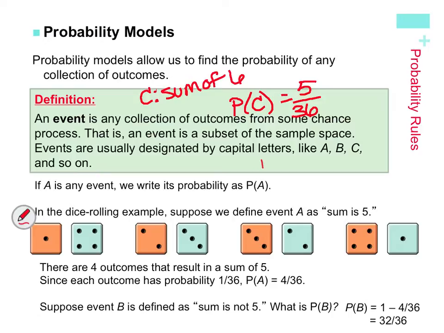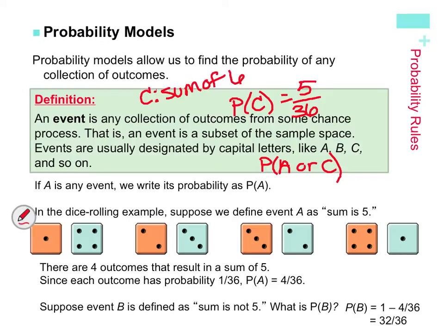So now if I asked you for the probability of A and C, actually not and, the probability of A or C rather, we're not quite up to an and yet, the probability of A or C, so it's the probability of the sum of 5 or the probability of the sum of 6.